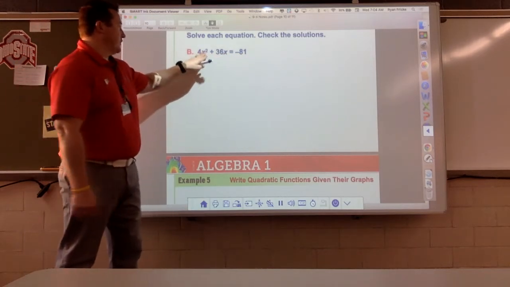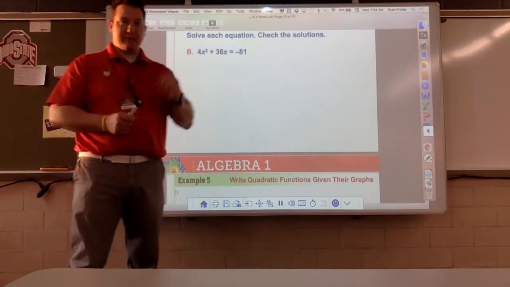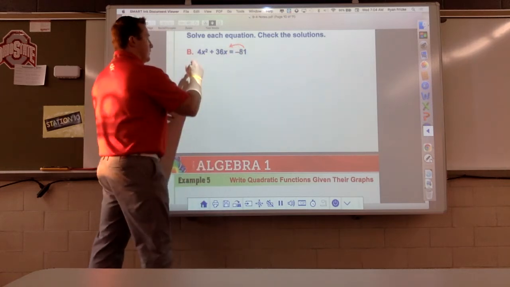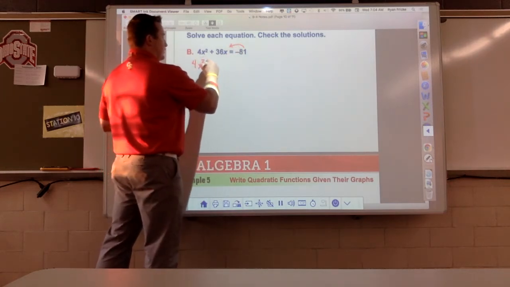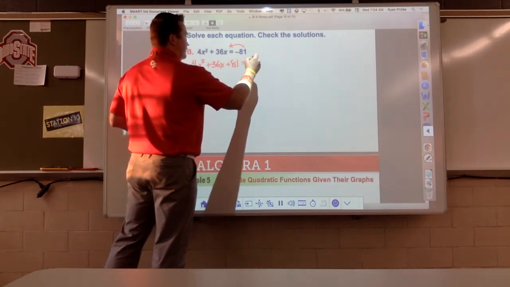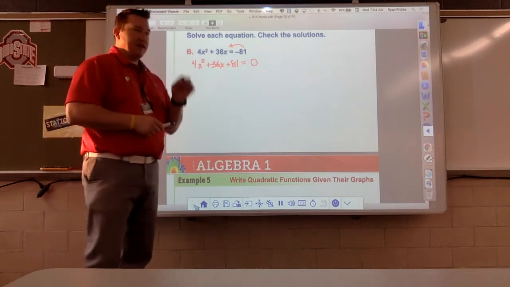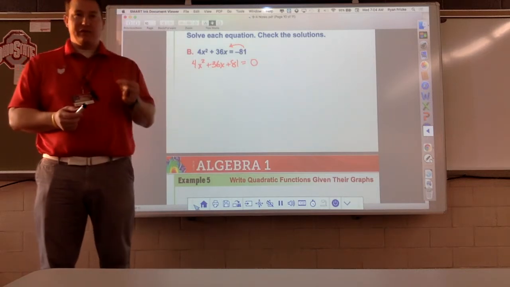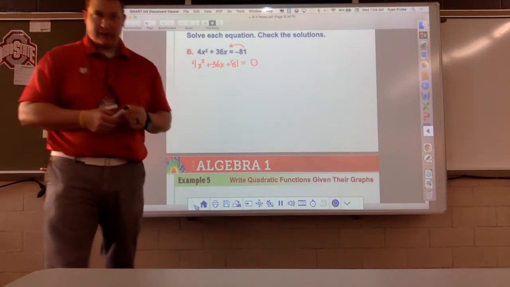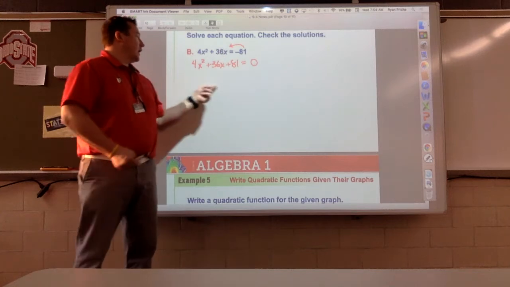Okay, so, yep, can't use square roots. I have that middle term, right? 36x is that middle term. But what I would like to do is get them all together, okay? So 4x squared plus 36x plus 81 equals 0. Okay? If you recognize that this is a perfect square trinomial, you are the winner. Okay? Of what? I don't know. Some sort of prize. Okay?